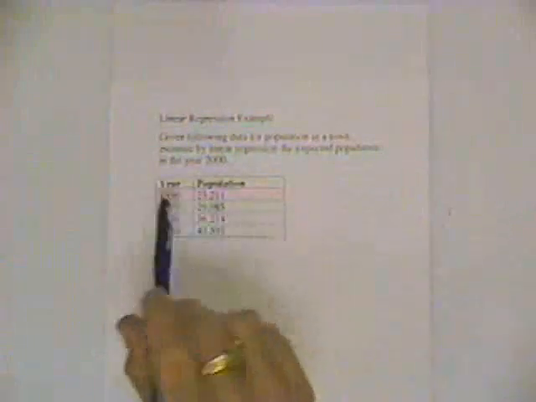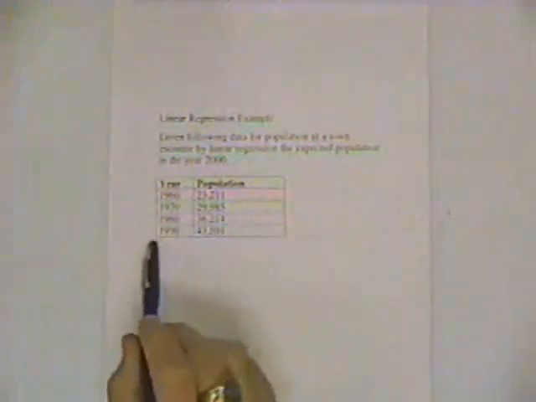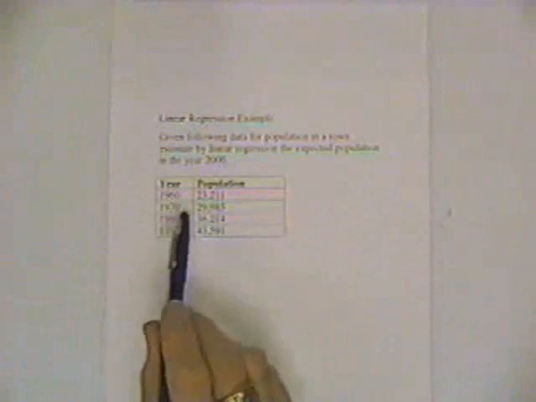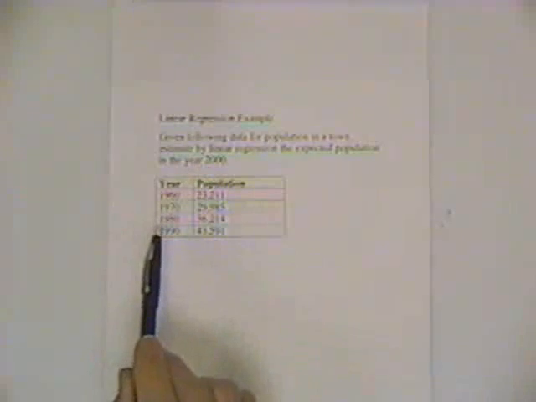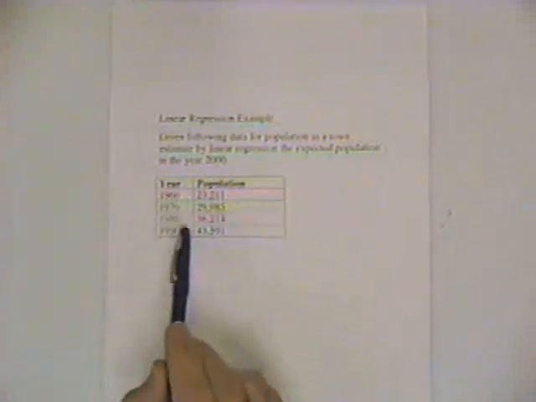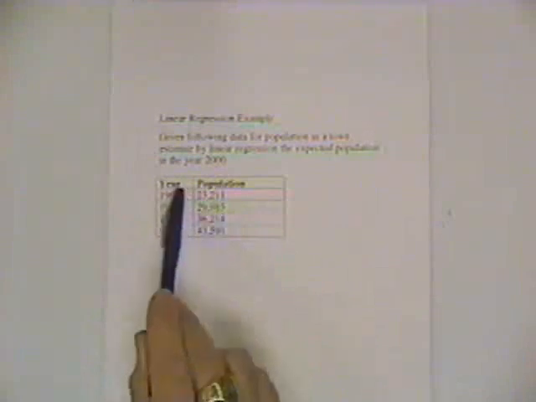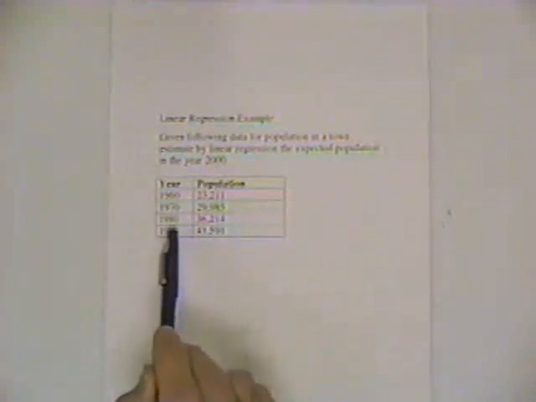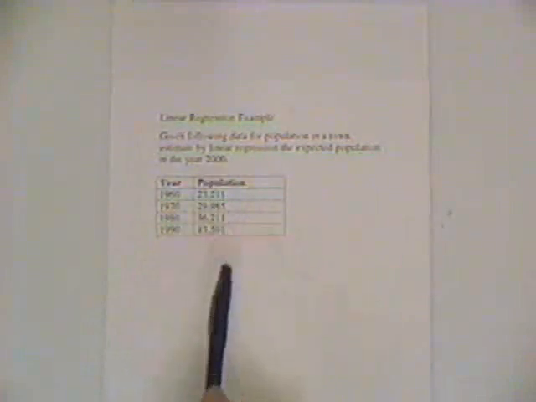An example linear regression problem would be that you're given, say, a set of data for the population of a town over different years, in this case running from 1960 to 1990, and you're asked to use linear interpolation or linear regression to estimate the value of the population in the year 2000. So that means you want to fit an equation that will give you the population as a function of the year, and then when you have that equation, plug in a value of 2,000 and estimate what the population would be at that point.